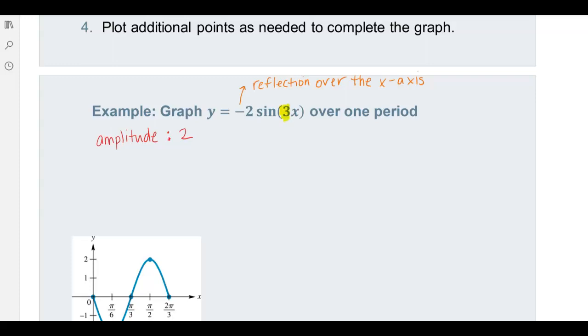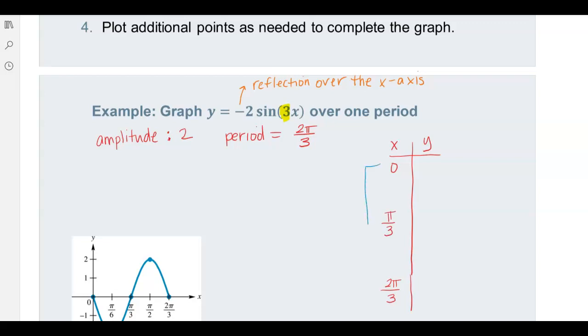We also have a change in the frequency, and that is 3. So the period for this graph is going to be 2 pi over 3. So let's put this information together to make a chart of x and y values. We're always starting at 0, and then we'll go to the end of the period, which is 2 pi over 3. We'll split that in half. Halfway point would be pi over 3, right?